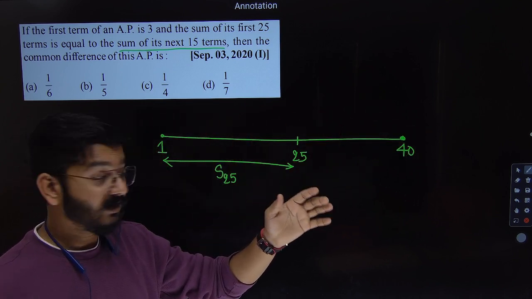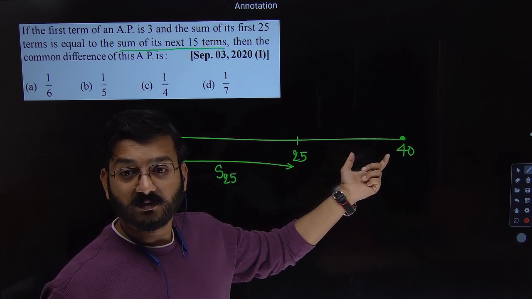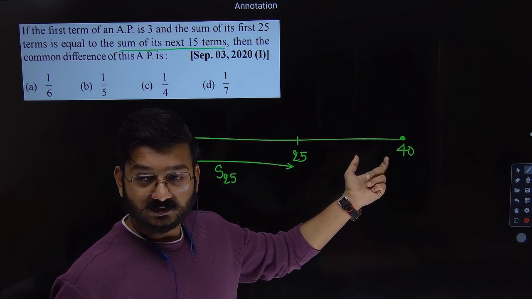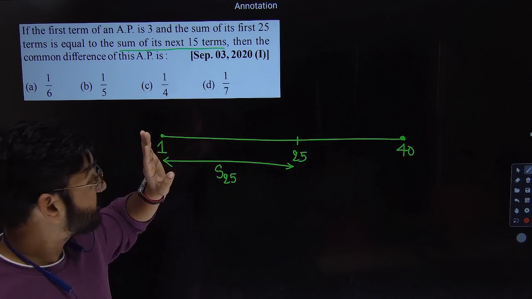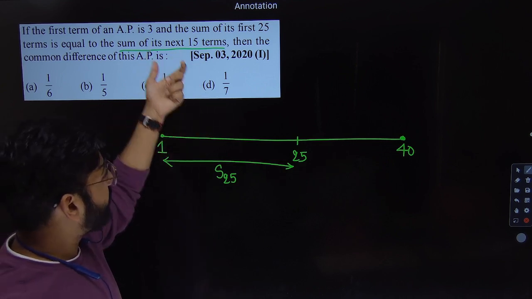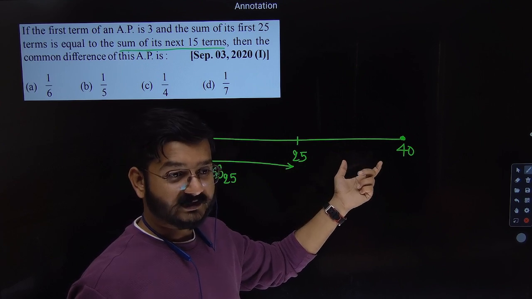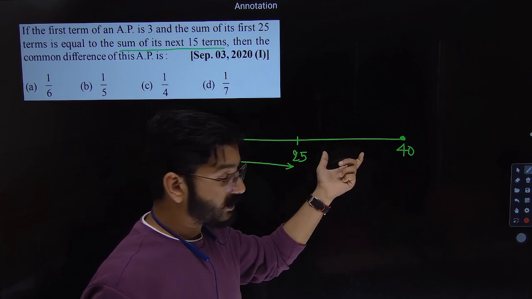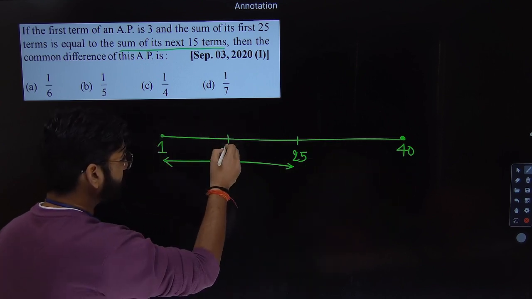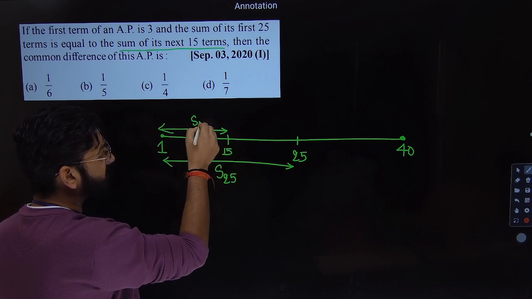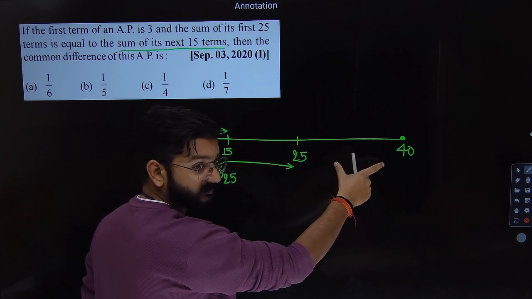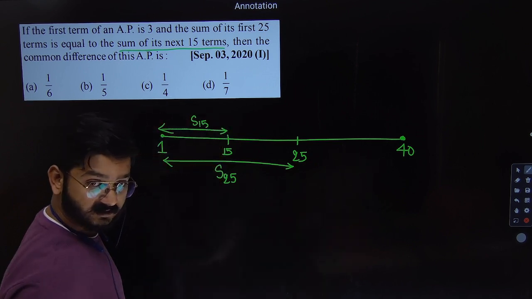There is no direct formula for this. Check it. Be careful. That is the reason they gave this question. What does the student do? They say, sir, 15 terms, let me apply the formula S15. But S15 is not this. S15 will be from 1 to 15. This will be S15. This thing will not be S15. Clear?